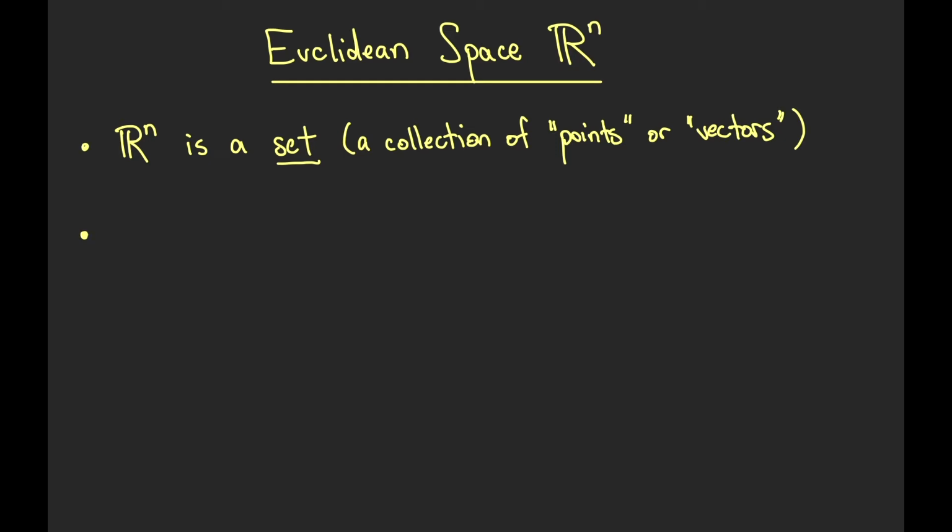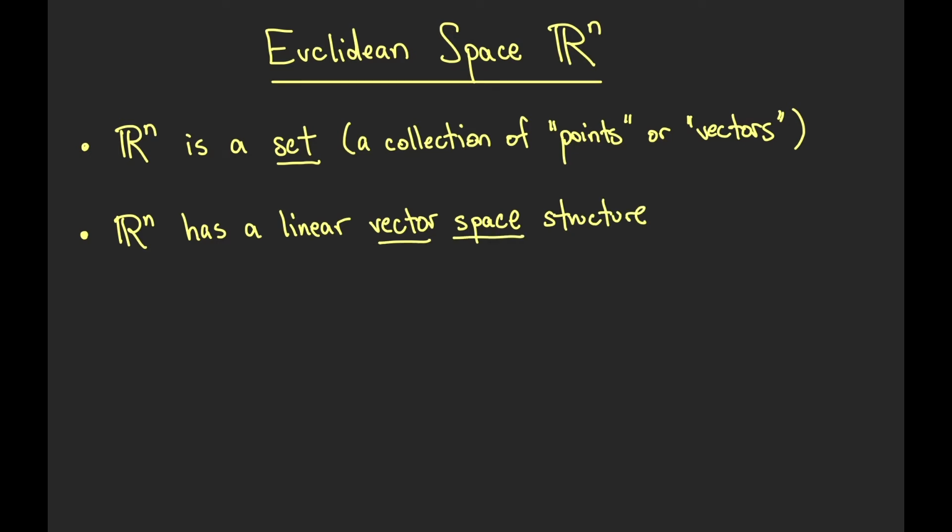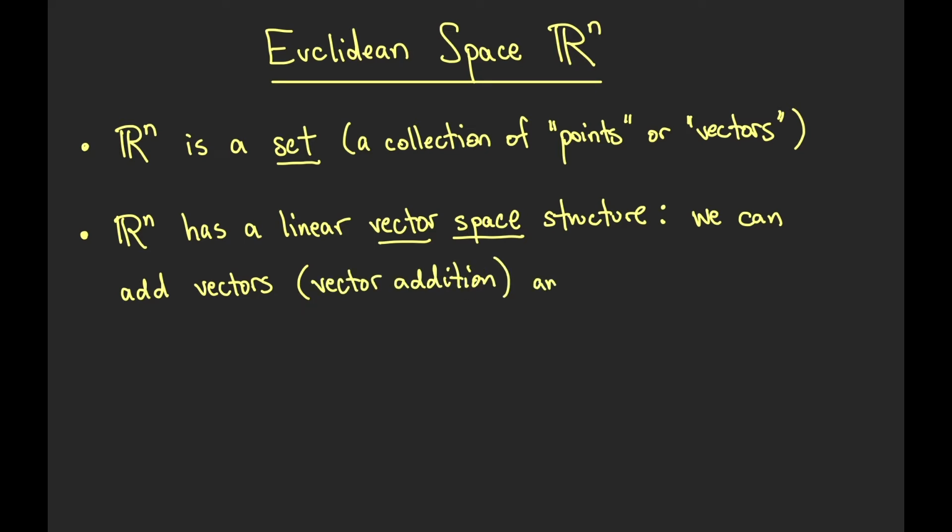But Rn is also a linear vector space. It has a linear structure. This means that you can take 2 points in Rn, or 2 vectors of Rn, and add them together and get another vector. And you can multiply vectors by scalar numbers, by real numbers, to multiply their lengths by a positive or negative factor. So these two operations are called vector addition and scalar multiplication.